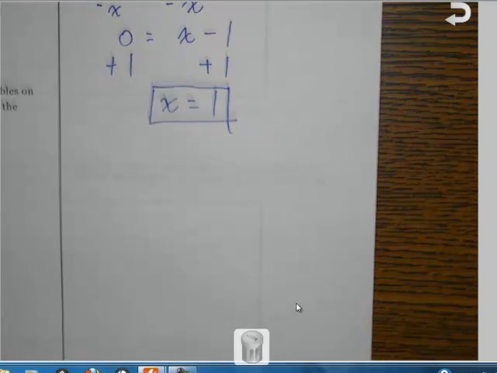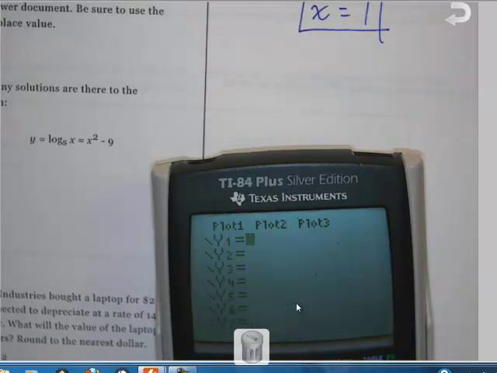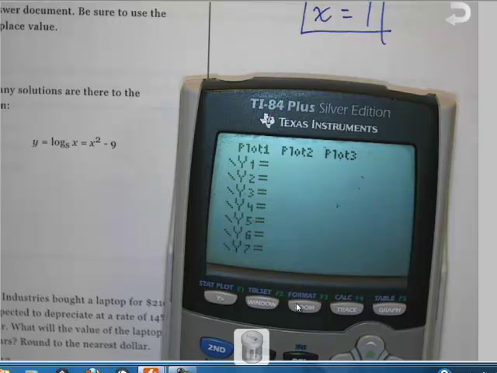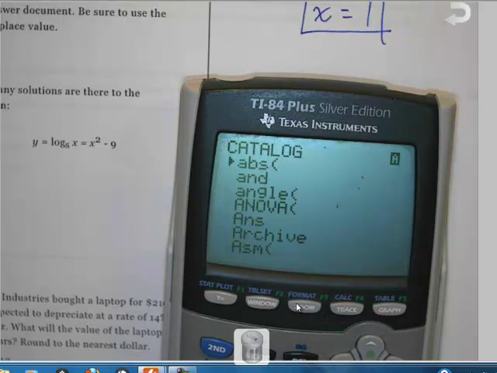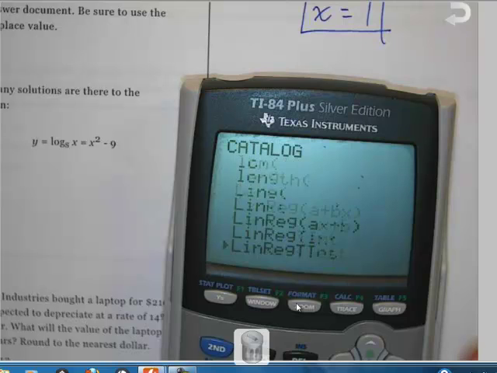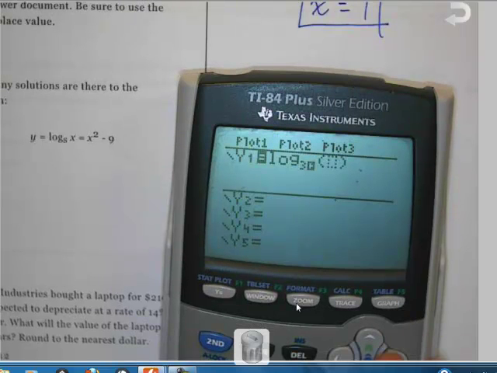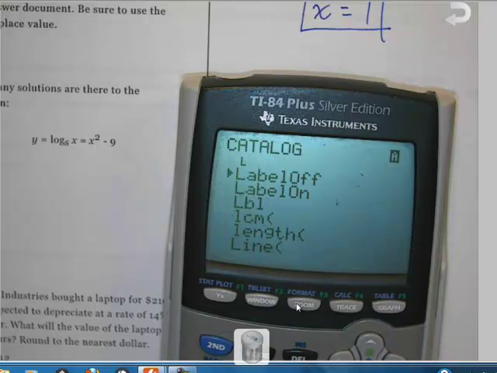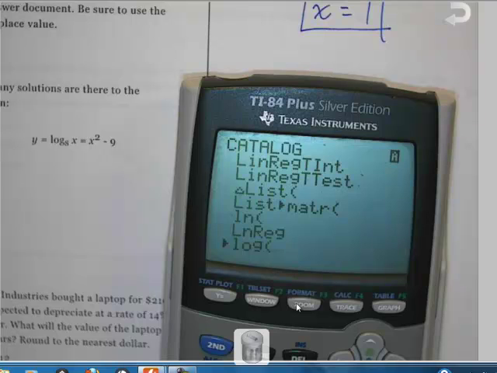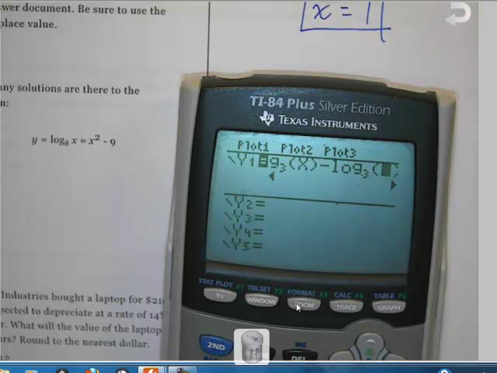You could have graphed this on the calculator. What you do is you would have had to use the log base or the change of base. Either one would have sufficed. You would have done the log base 3 of x minus log base 3 of 2x minus 1.